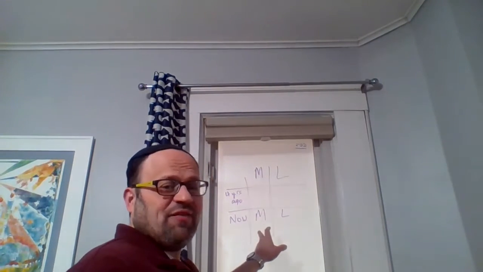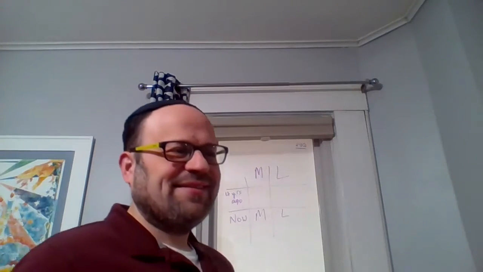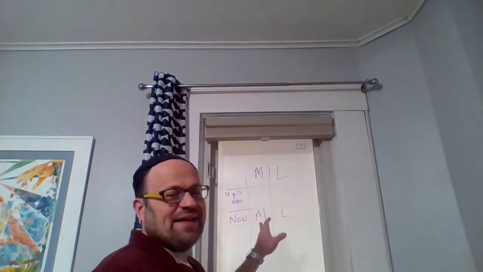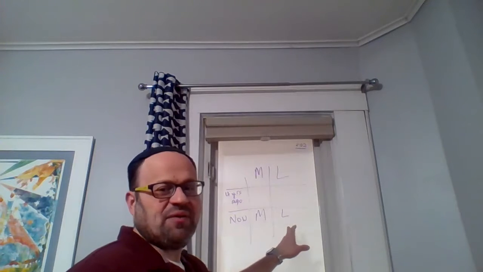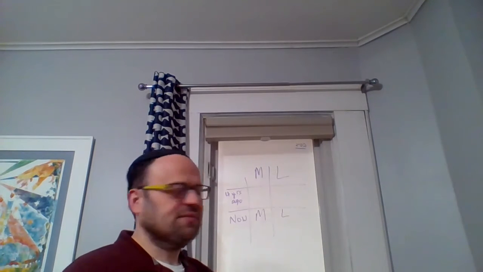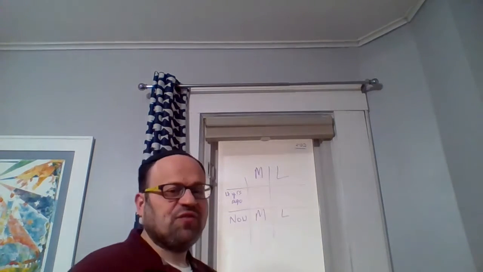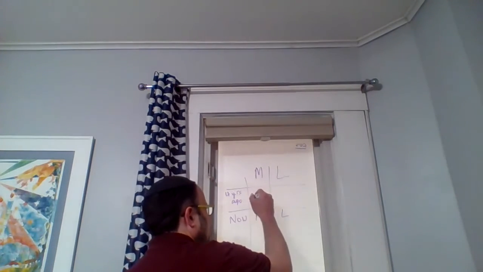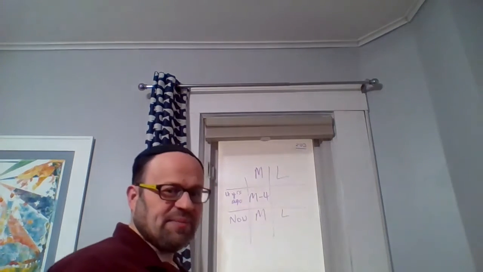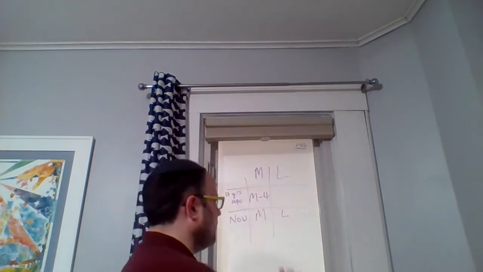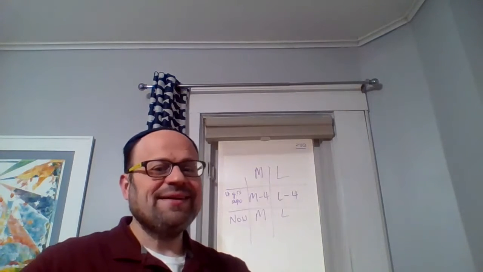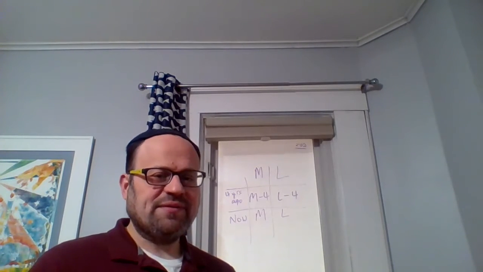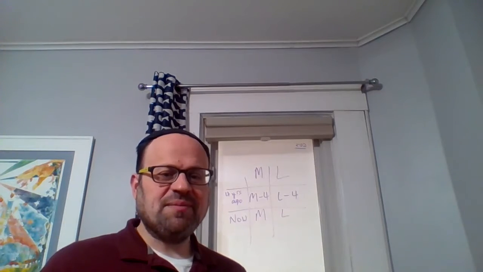Well, this is interesting. If we want to represent Marianne and Lester's ages, what's Marianne's age now? M. Keep it simple. What's Lester's age now? L. Also, keep it simple. What's Marianne's age 4 years ago? M minus 4. Again, keep it simple. So what's Lester's age 4 years ago? L minus 4. Okay? Very straightforward. Keep it simple. Two variables.